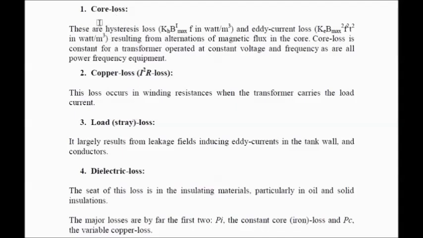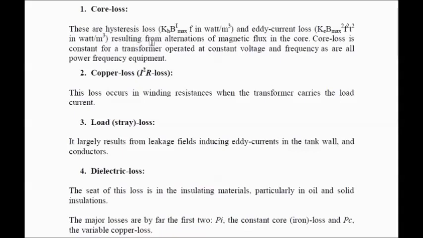So core loss actually consists of hysteresis loss and eddy current loss, where this is the formula, and this hysteresis loss is KH B max raised to power I into frequency. This F is frequency and this I is a constant which lies between 1.5 to 2.5, and for a normal transformer this I is considered to be 2. And eddy current loss is KE B max square F square T square, where this T is the thickness of the lamination used to construct the core, and this formula is in watt per meter cube.